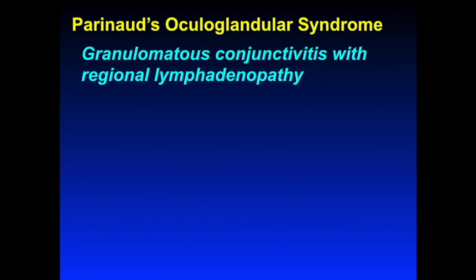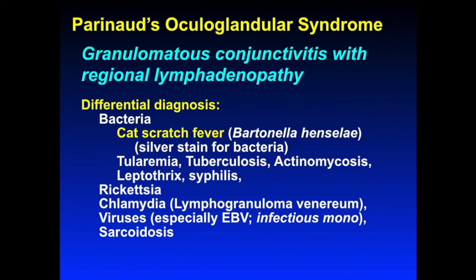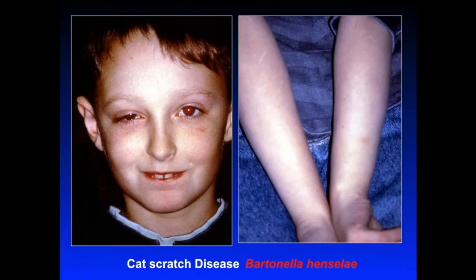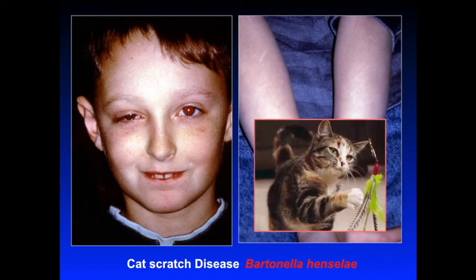Parinaud's oculoglandular syndrome is granulomatous conjunctivitis with regional lymphadenopathy. There's a rather broad differential diagnosis. A classic example, of course, is cat scratch fever caused by Bartonella henselae infection. Here's a case of cat scratch conjunctivitis that was seen on the oncology service a few years ago. The patient had unilateral involvement, had a preauricular node, and multiple scratches on the arm from a pet cat.